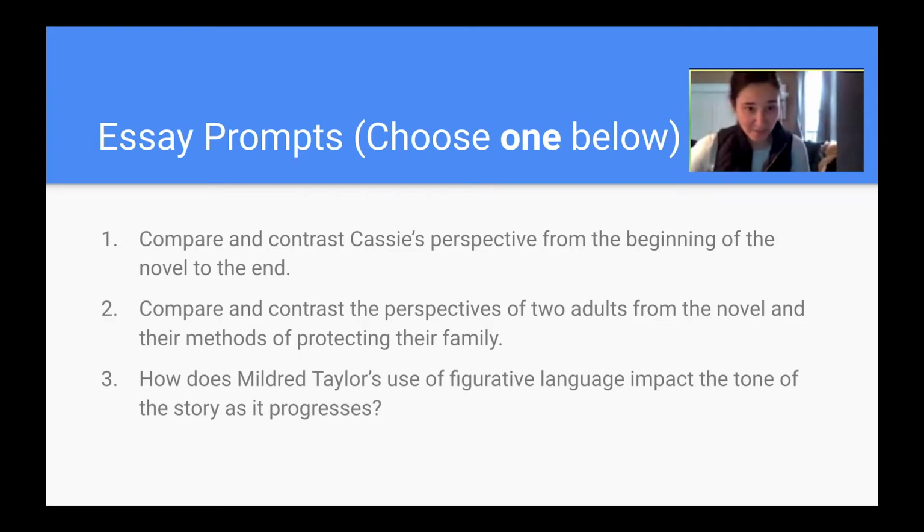The second option is compare and contrast the perspectives of 2 adults from the novel and their method of protecting their family. So for this one, you are going to pick 2 adults, any 2 adults from the book, compare and contrast them and how their methods of protecting their family are done similarly or differently.